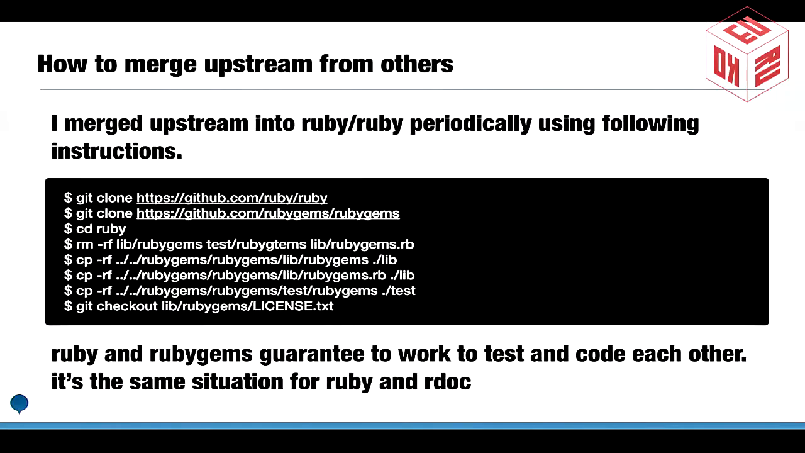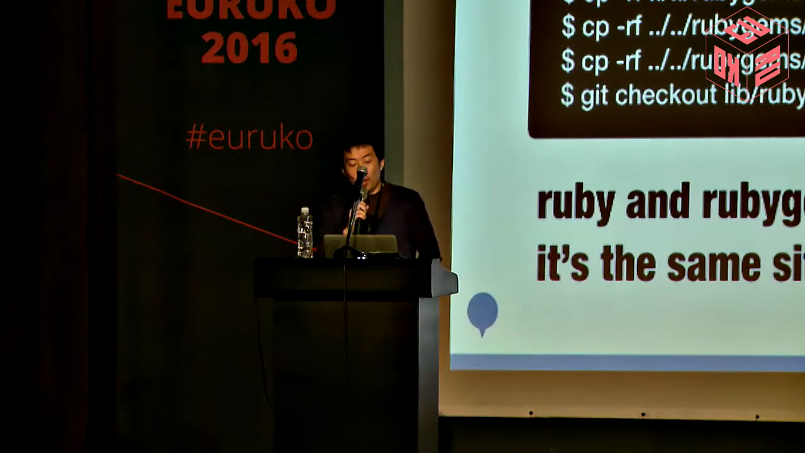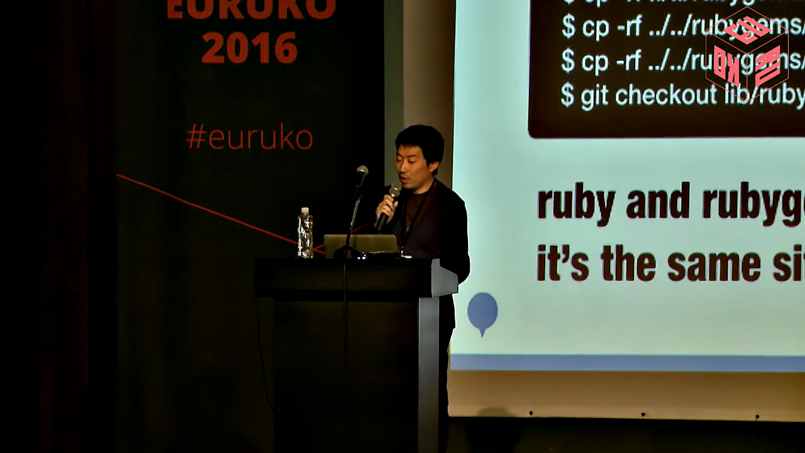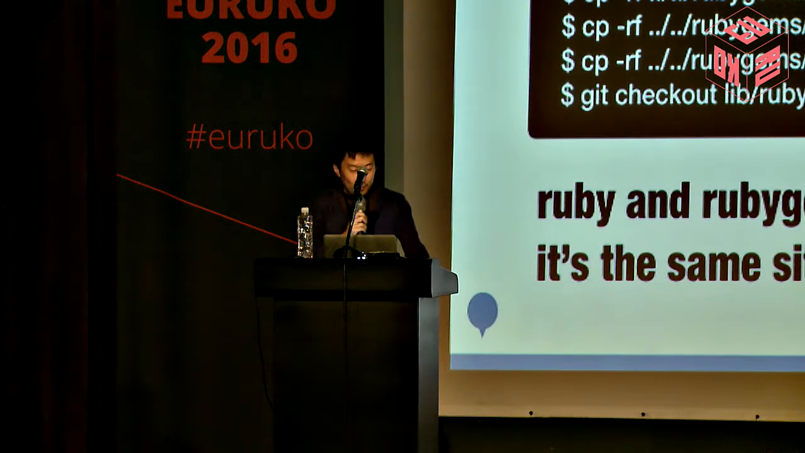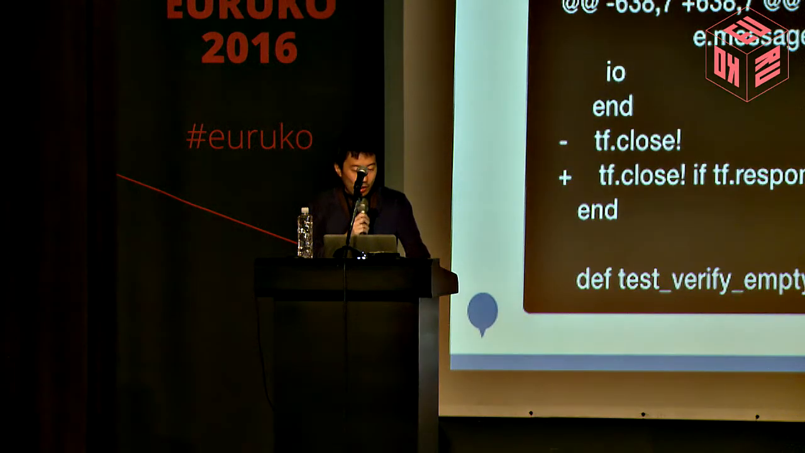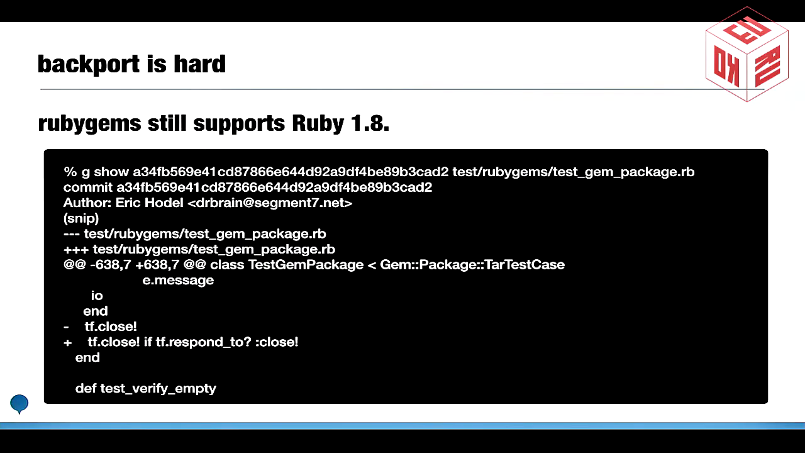So it is an instruction of the RubyGems merger: rm, cp, and git checkout. We need to guarantee that these bundled libraries work on the Ruby core and the upstream repository. So backporting is too hard. It's too hard. An example situation with RubyGems is here.